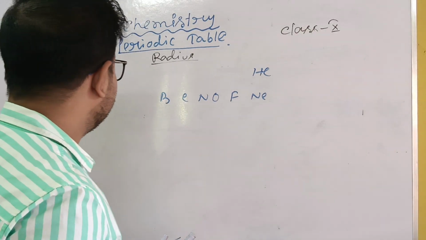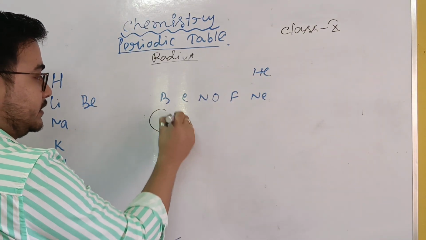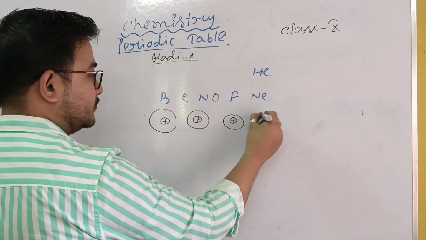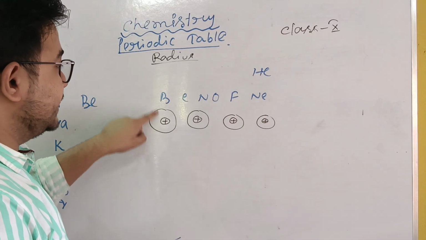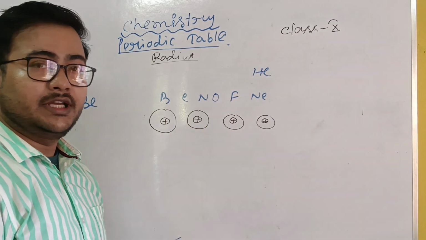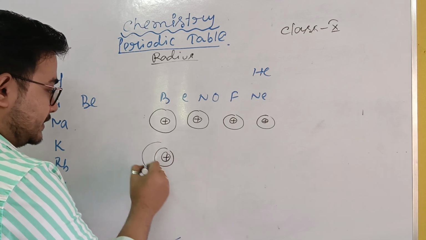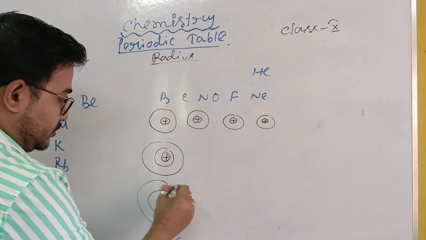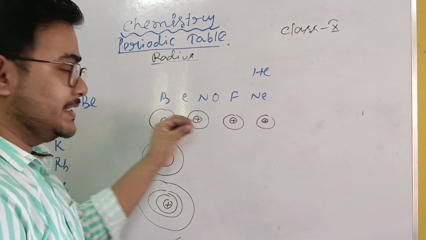Now, try to understand, as we move left to right, radius slowly decreases. But don't compare this; this is not the radius of boron, it is a general concept. As you move left to right, see the radius slowly decreases. But as you move downwards, radius increases. From the diagram, it is very clear that radius increases downwards and decreases across.